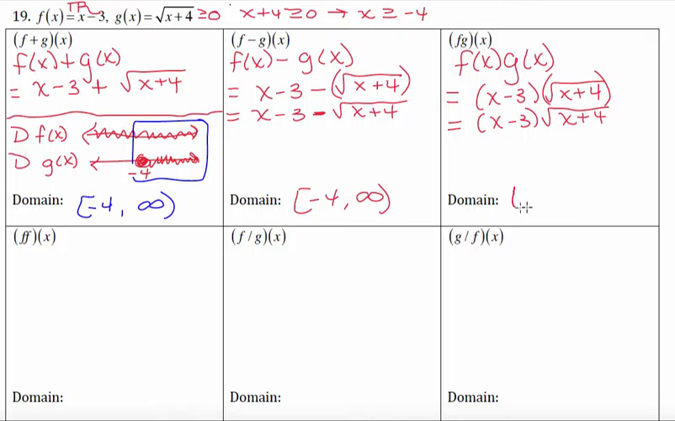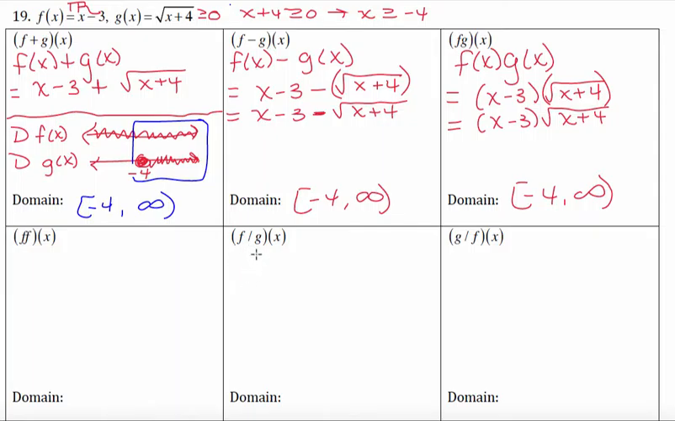In the domain, we already found it, -4 to infinity. The domain for f plus g, f minus g, and f times g is exactly the same. Now the domain for f over g of x, which I'm going to skip right to, I want to do that right away. It's going to be that same overlap except for whatever makes g of x equal to 0.